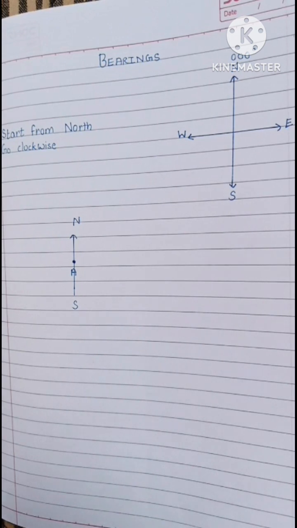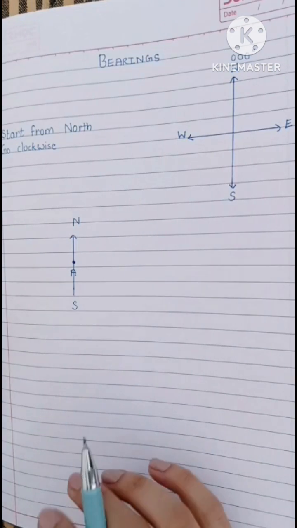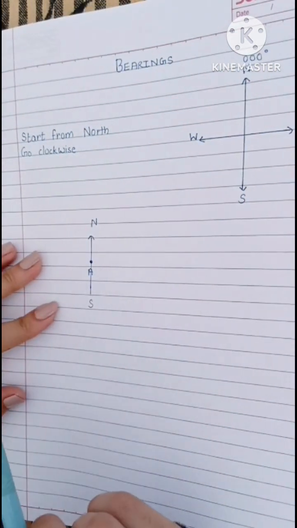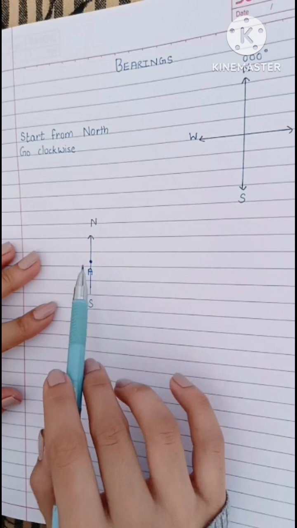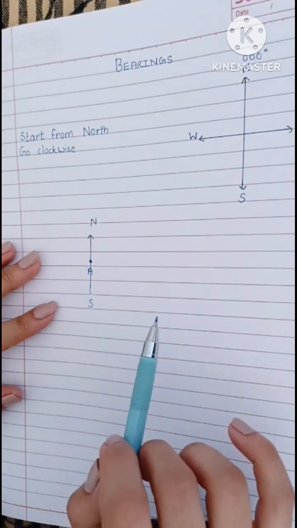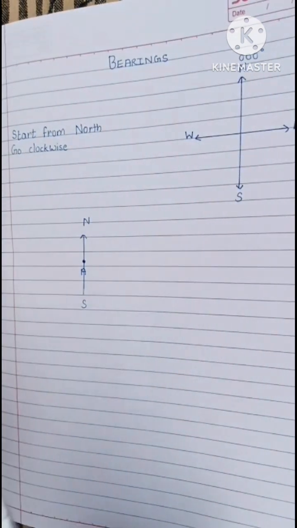Now, how does bearing help in navigation? Suppose there is a statement which says that a flight flies for 500 kilometers on a bearing of 85 degrees, or a flight got instructions to fly on 85 degrees for 500 kilometers. So how will the flight move? Where is the flight right now? Suppose this is your flight, it is at point A, that's the starting point, and from here it has to move for 500 kilometers on a bearing of 85 degrees.